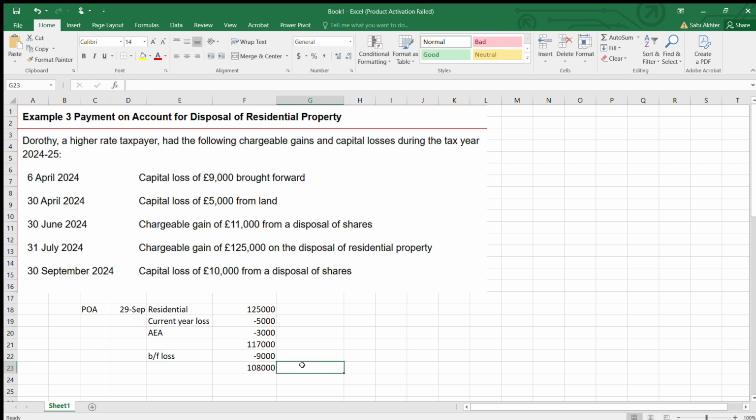Lower rate or the higher rate? Growth is a higher rate taxpayer. So you will pay residential property at 24%. CGT is at 24%. Yes. Your CGT is 25,920.